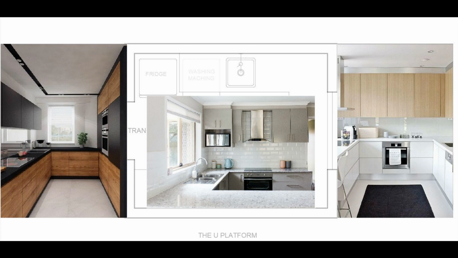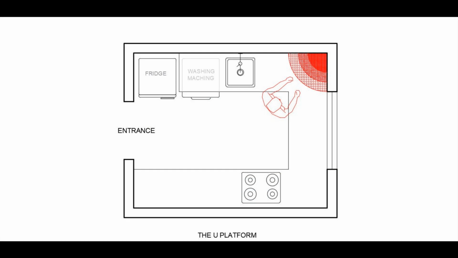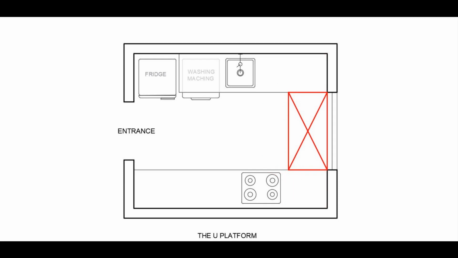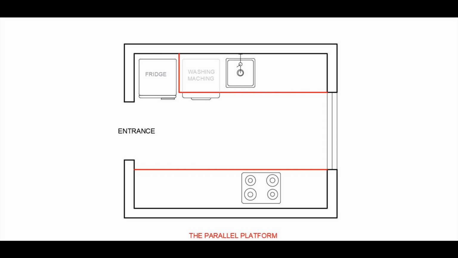What I don't like about a U platform are the corner spaces on the platform, below the platform, or above the platform. It's very difficult to reach out the extreme corners, whether it's right or left. So let us cut off the center part of the platform and convert this U platform kitchen to a parallel kitchen. Now see the advantage.